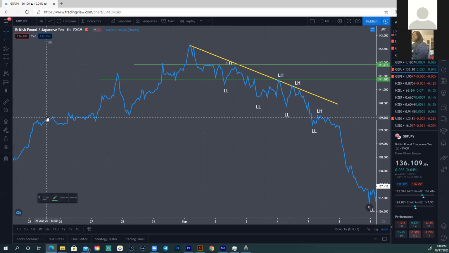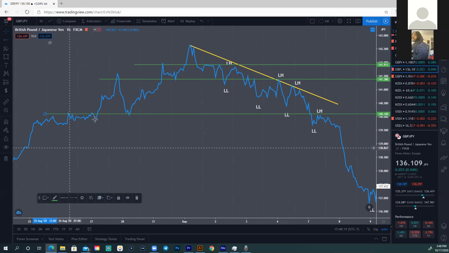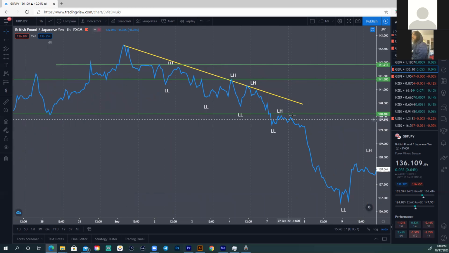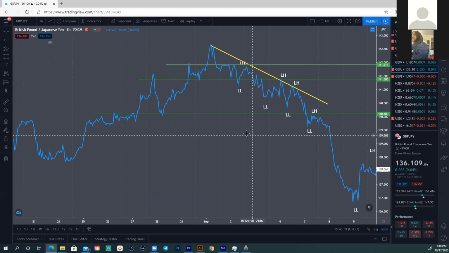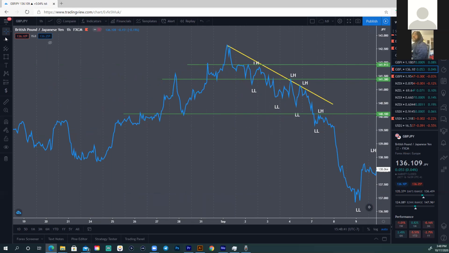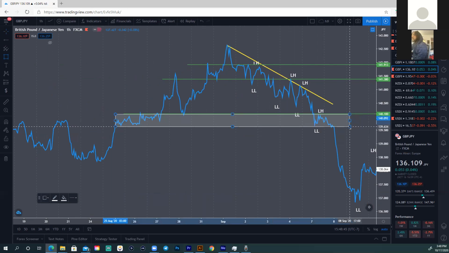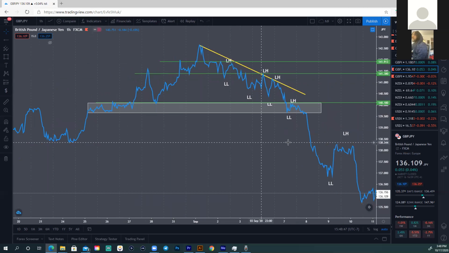You can even mark this down here. You are marking this based off of this resistance. 1 touch, 2 touch, it now became a support. Price came back to this level and broke through. It touched 2 times as a resistance and never broke through and continued on the downside, right? This is a zone right here. This is a zone, all right?